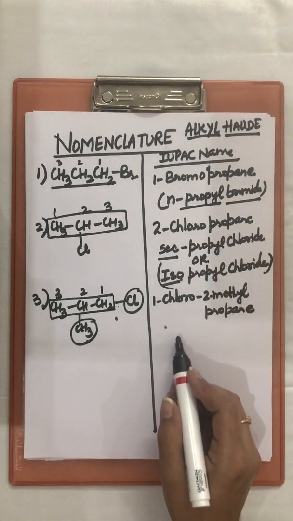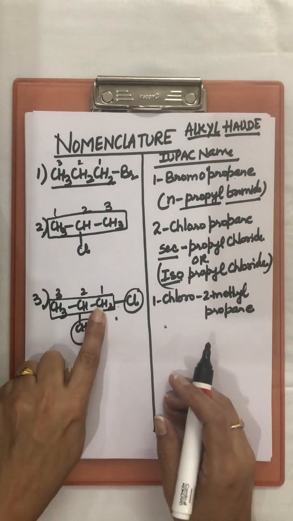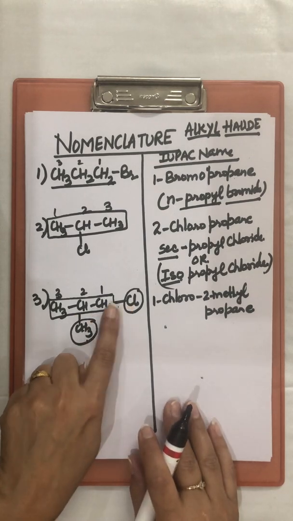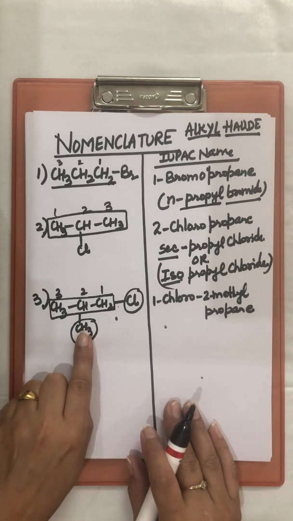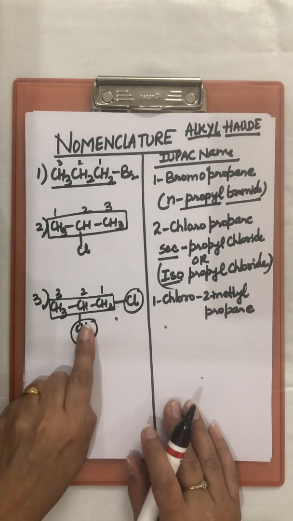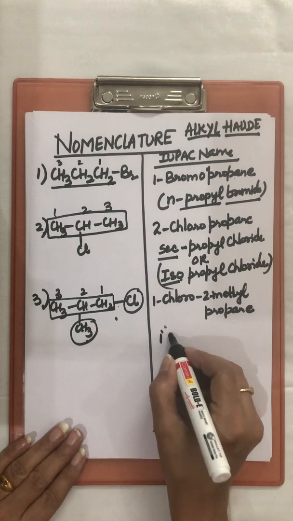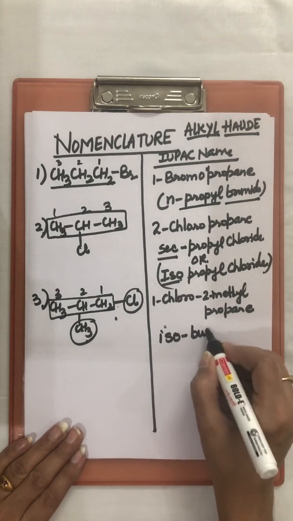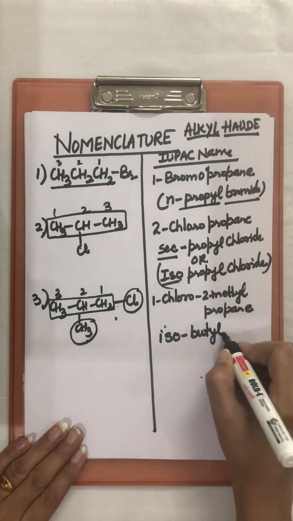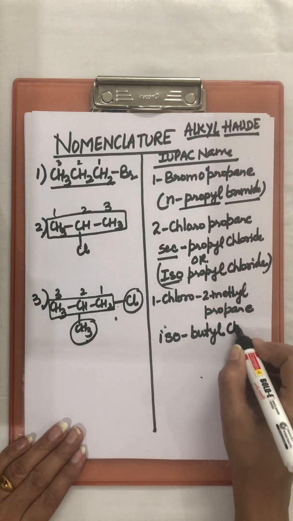Now the common name of this compound: there are 4 carbon atoms here and the halogen is linking to the primary carbon atom, but we have one alkyl group in the branching, so this is called isobutyl. 4 carbon atoms are here, so the alkyl is butyl. Isobutyl chloride.